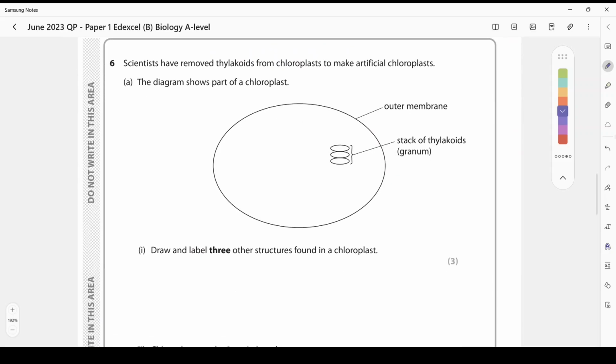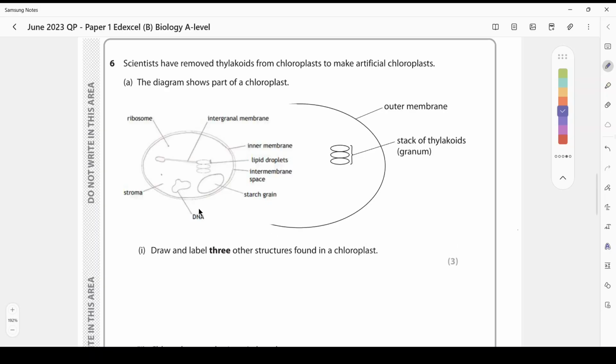Scientists have removed thylakoids from chloroplasts to make artificial chloroplasts. Part A, the diagram shows part of a chloroplast. Part 1 says draw and label 3 other structures found in the chloroplast. So I've included this diagram here from the marking scheme. So some of the features that you can include are the inner membrane and the intermembrane space.